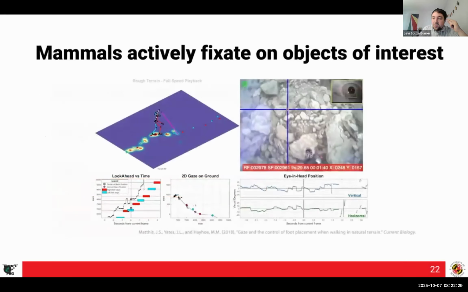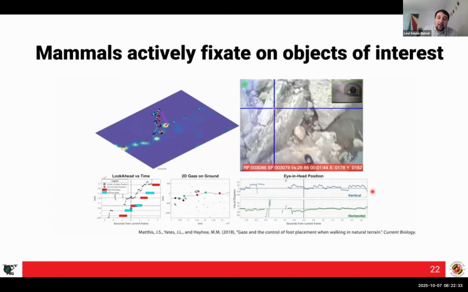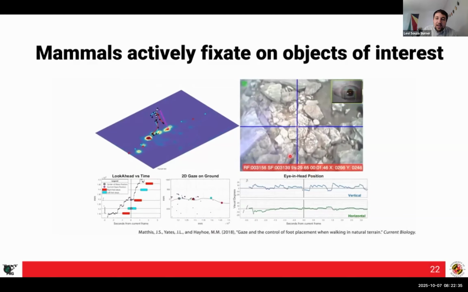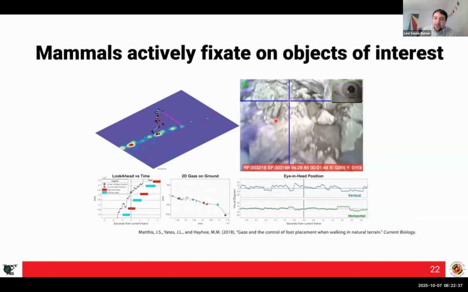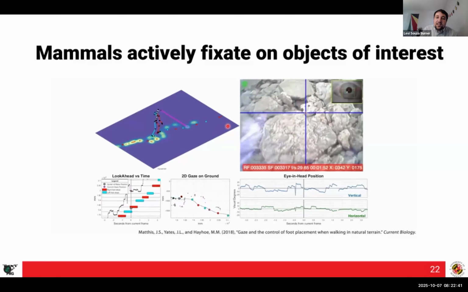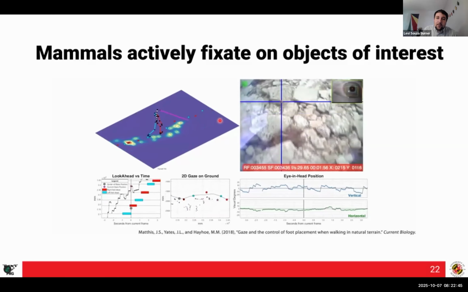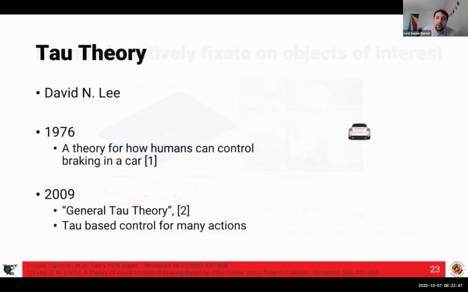So the first considers embodied feedback. When humans walk around, they are constantly fixating on specific objects for specific reasons. So here I show a human walking on rough terrain, and they're glancing at different rocks that they eventually place their feet on top of. It is thought that while they look at these specific objects, they're measuring something called time to contact with their eye.